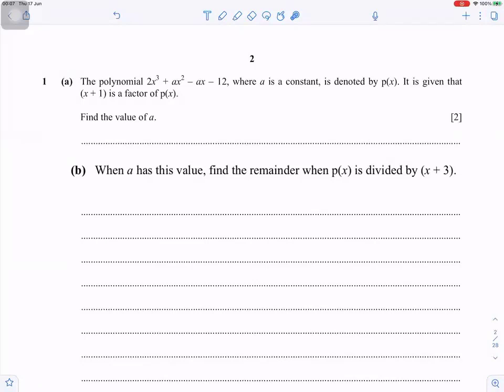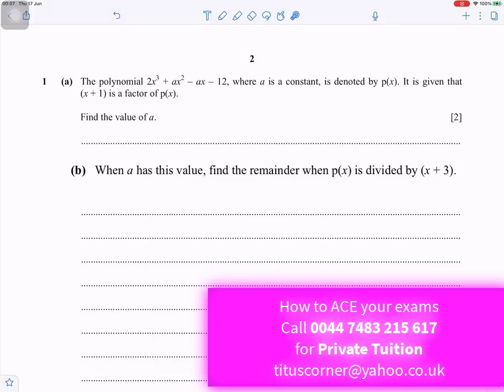Question 1, the polynomial 2x cubed plus ax squared minus ax minus 12. And they want you to find the value of a. And you also do part B. When a has this value, find the remainder when p of x is divided by x plus 3.